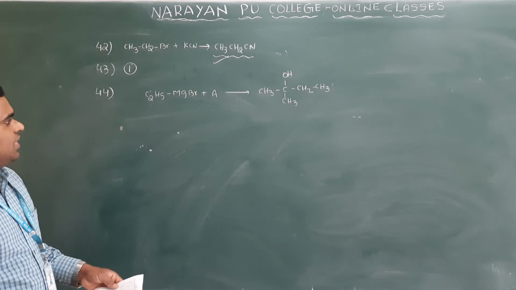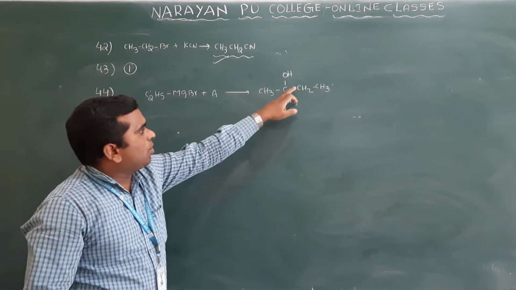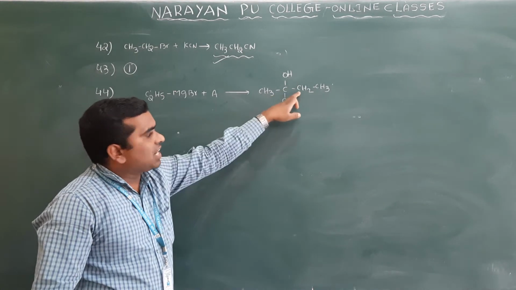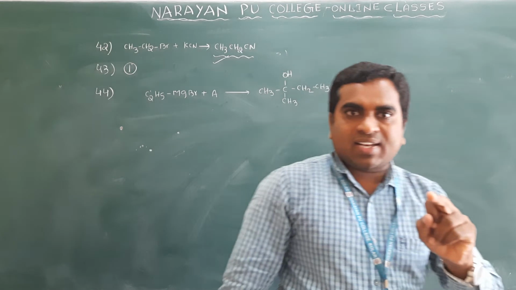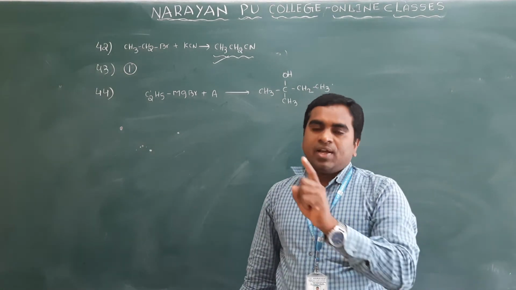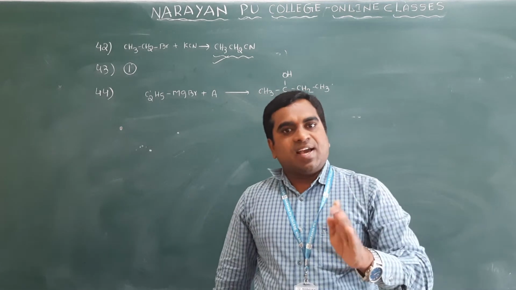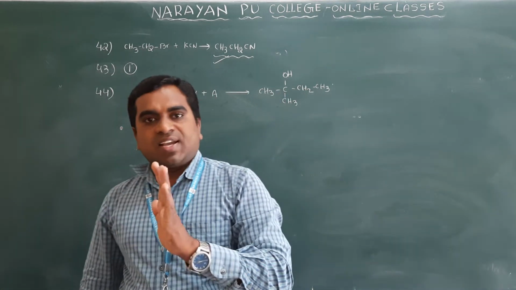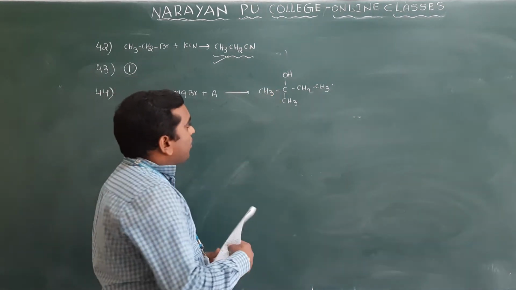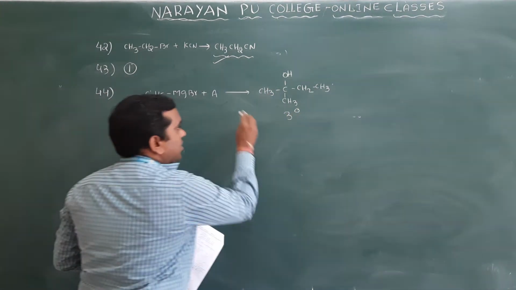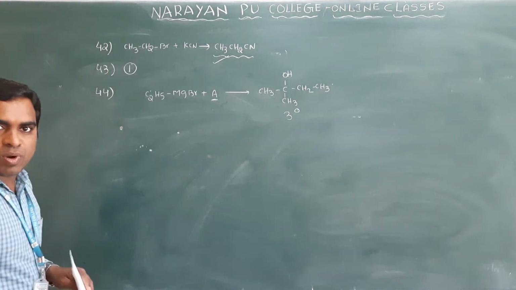Clear? You know that in this case, whenever Grignard reagent reacted with the, it is which alcohol? Tertiary alcohol. I already mentioned. Whenever Grignard reagent reacted with formaldehyde, it gives the primary alcohol. Other than formaldehyde, with any aldehyde, it gives the secondary alcohol. And Grignard reagent with ketones gives the tertiary alcohol. Means it is a tertiary alcohol. Means A should be what here? Ketone.